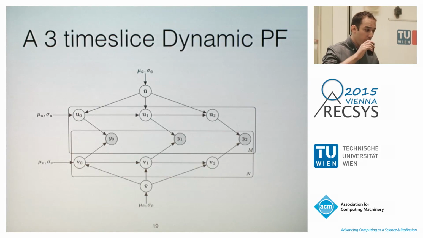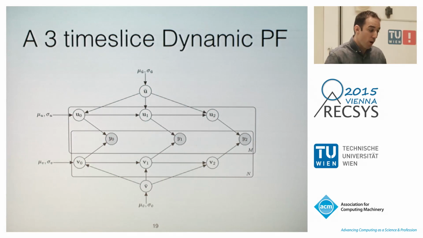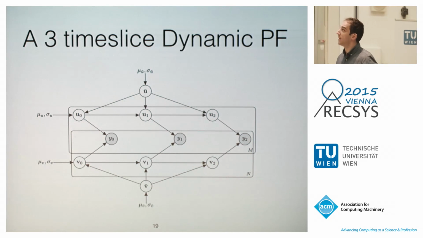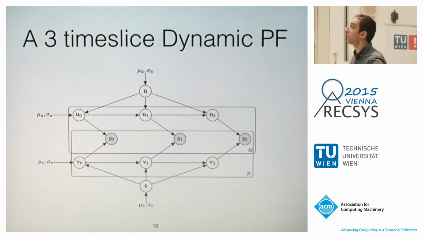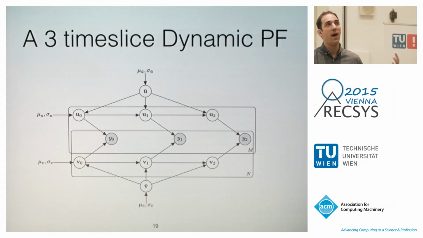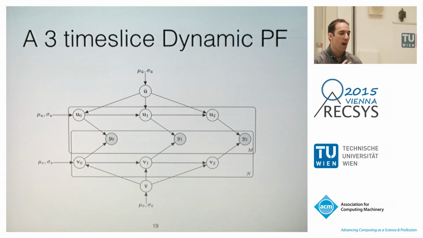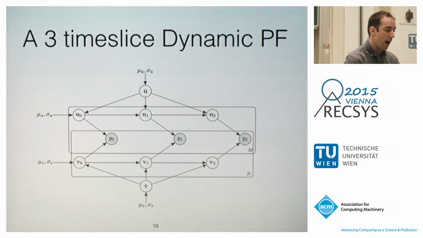So for concreteness, I've drawn a 3-time-slice dynamic PF. So we just say there are 3 time slices. This is the full model that we're going to train. Obviously, the number of time slices is a hyperparameter, which will depend on the data set and other priors the designer may have.